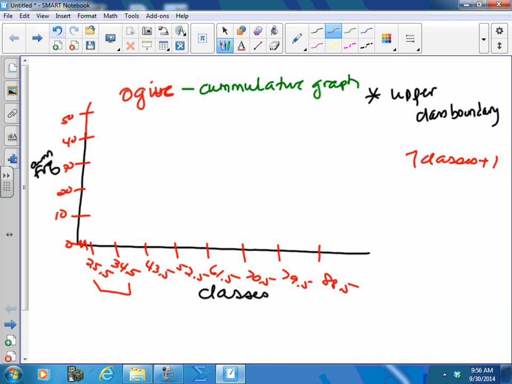We need to give this a title. These were your ages of your 50 women, your most prominent 50 women in 2012.